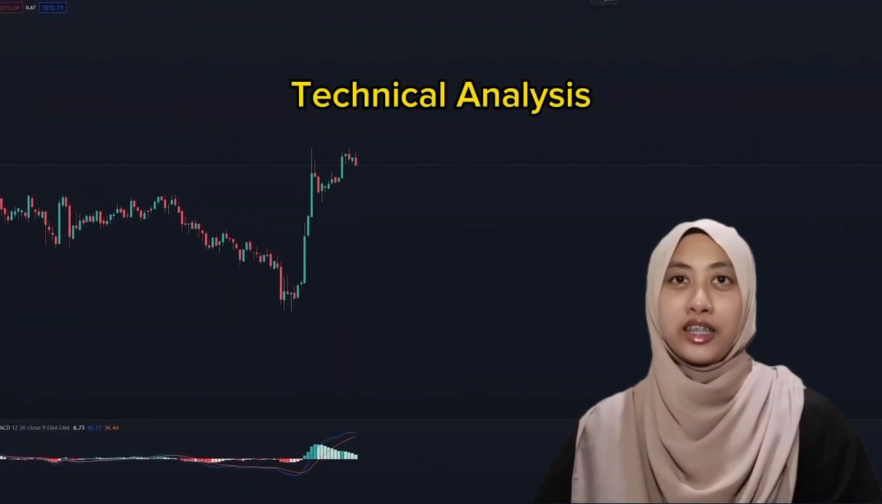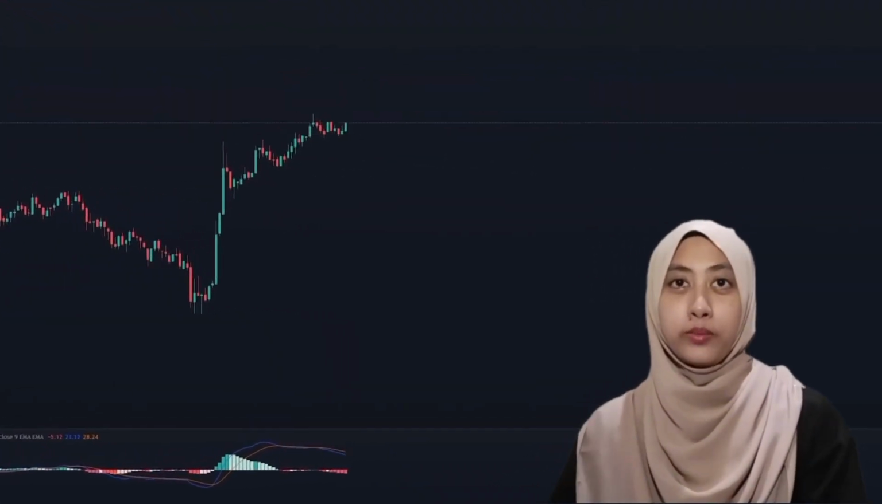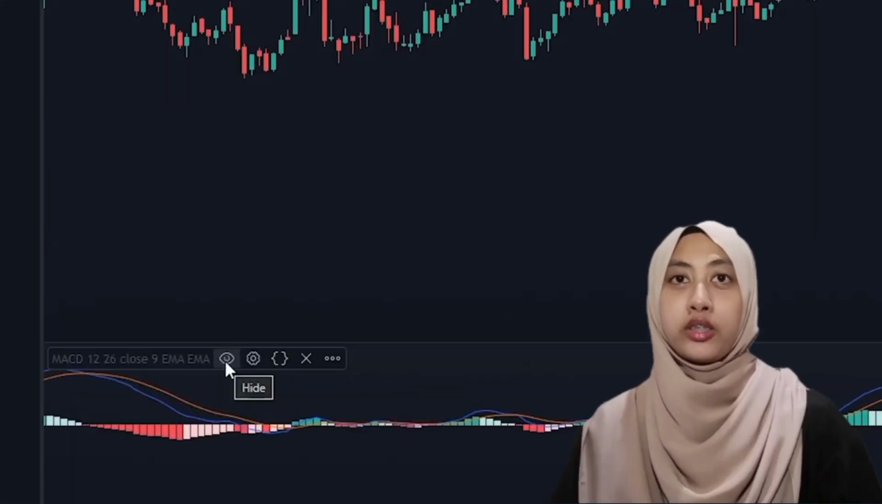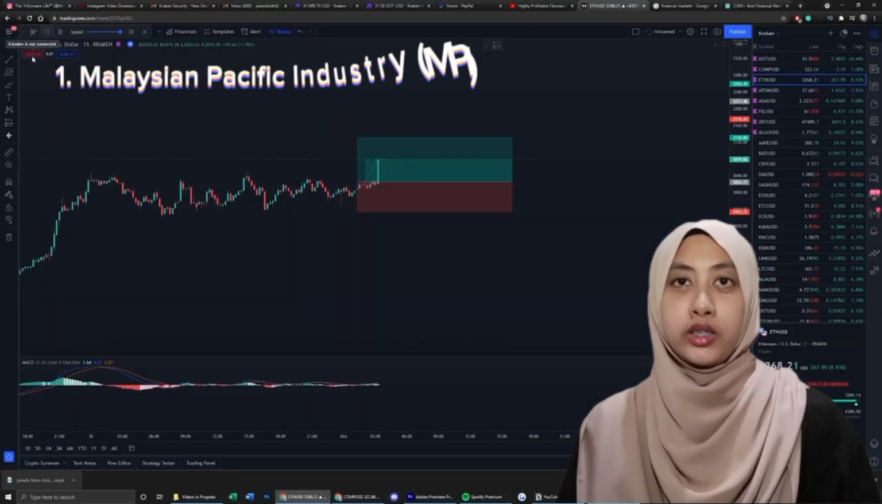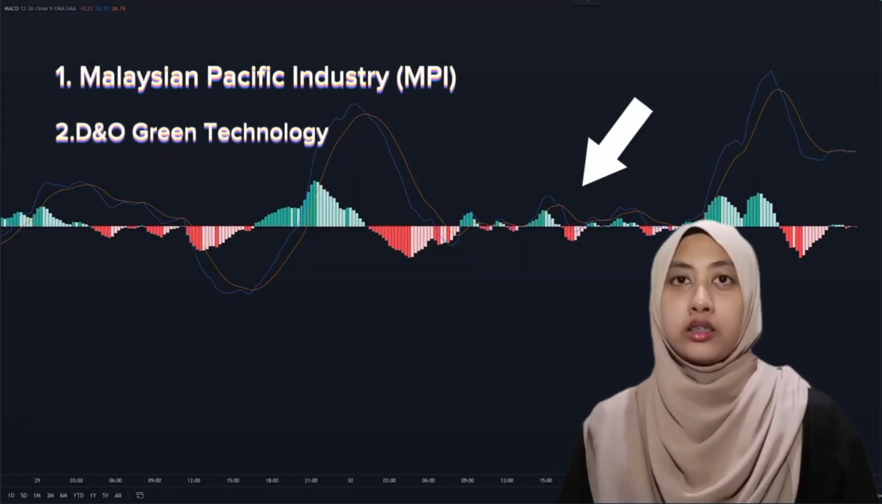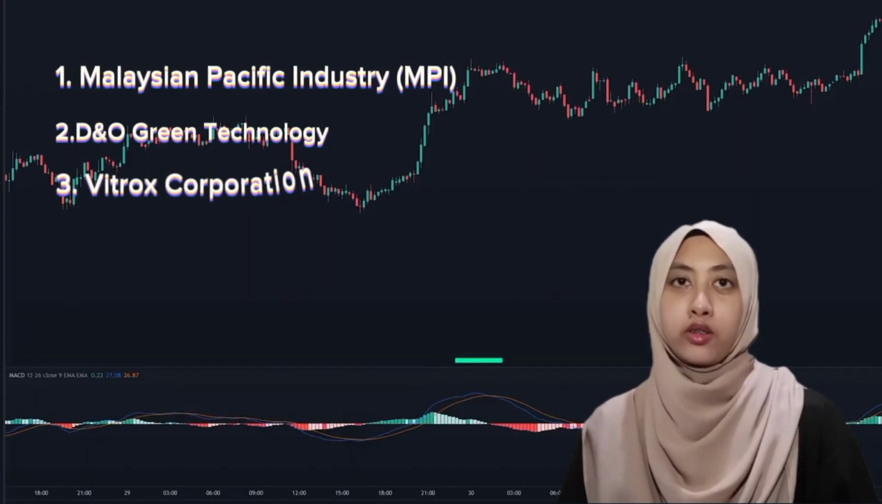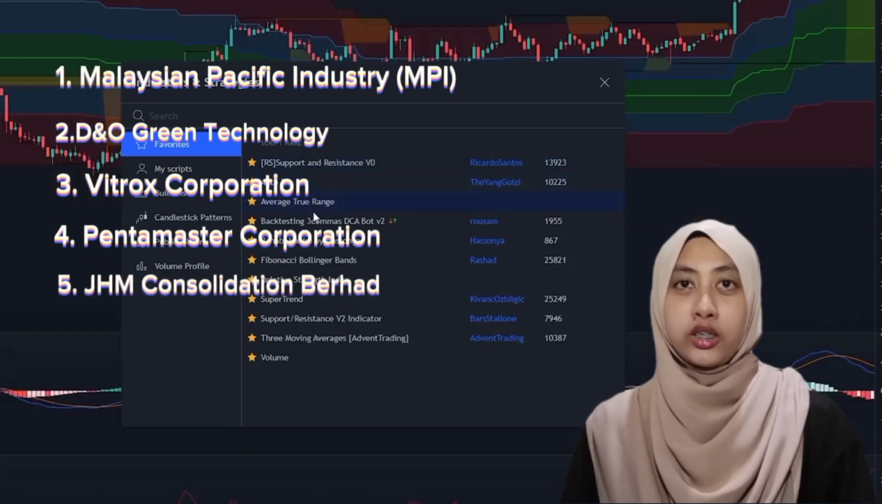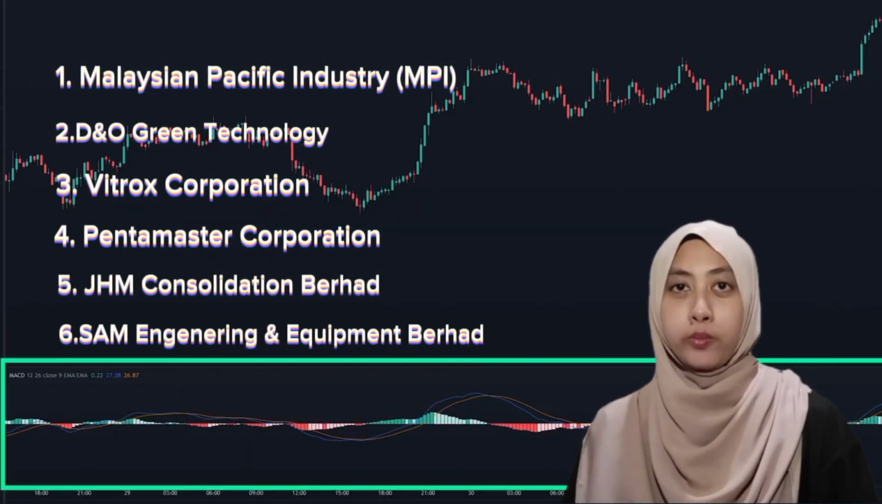Technical analysis is a technique for analyzing historical price and volume data to evaluate financial markets and make investment decisions. We have chosen 6 different stocks, which are Malaysian Pacific Industries Berhad, DNO Green Technology Berhad, Withrop Corporation Berhad, Pentamaster Corporation, GHM Consolidation Berhad, and SAM Engineering and Equipment Berhad.